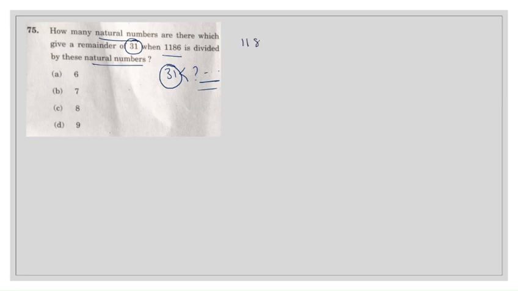So here the dividend is 1186 and they say that 31 is the remainder. So we write plus 31. Now this is the form: dividend equals divisor into quotient, plus the remainder. The quotient does not matter to us. We'll just focus upon the divisor.